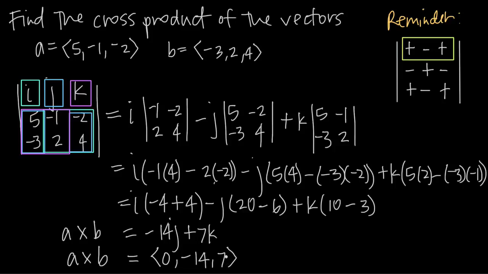I'd probably give this second answer with the direction numbers called out, 0, negative 14, and 7, because the original vectors were given to us in the form of direction numbers as opposed to the vector function here in terms of I, J, and K. But either way, both are acceptable answers. That's how you find the cross product of two vectors.